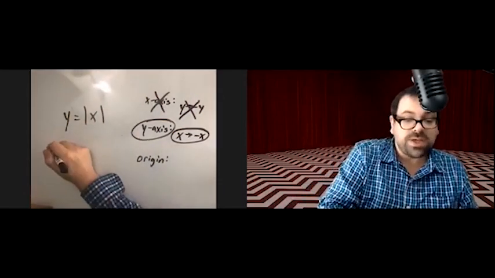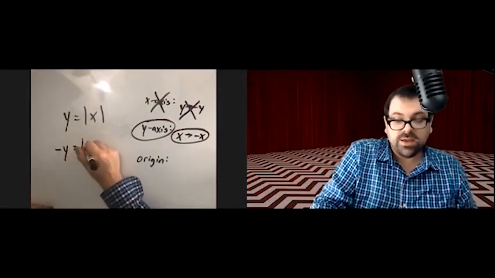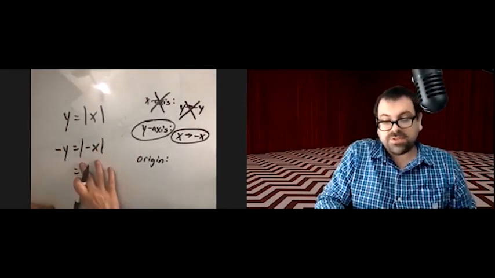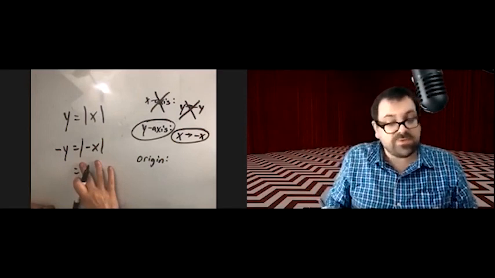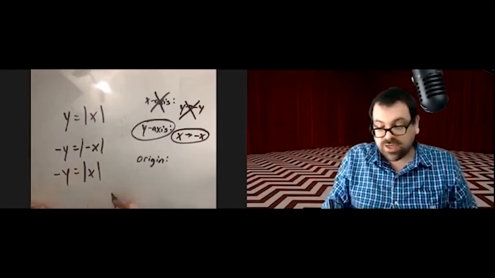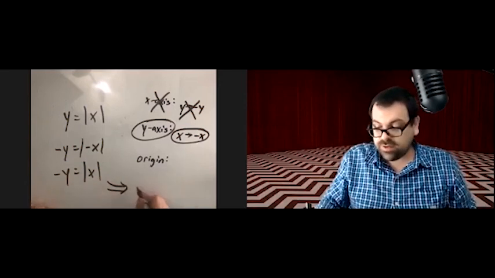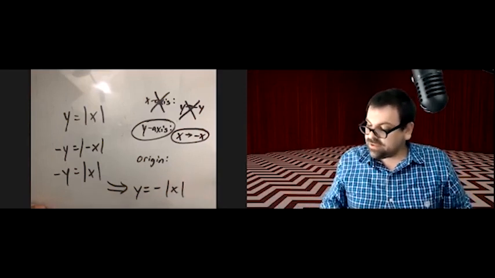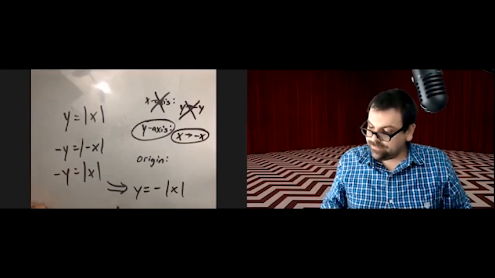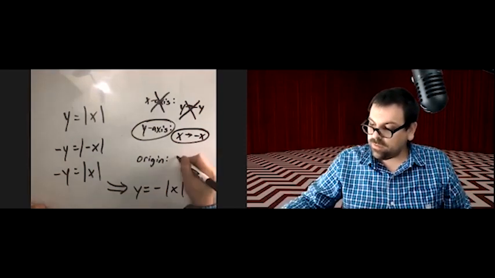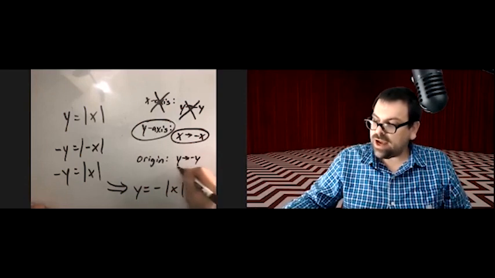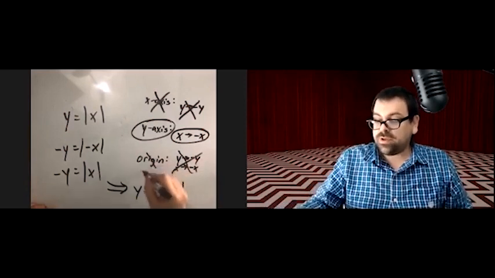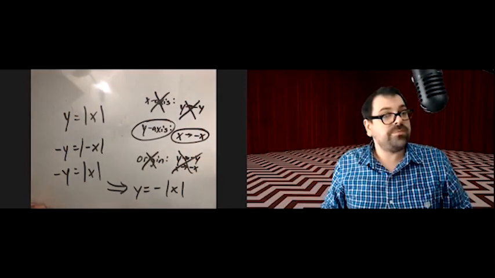We replace both y with negative y and x with negative x. We know the absolute value of the negative is the same as the absolute value of the positive. And just like we solved last time, y would equal the opposite of the absolute value. It is not the same when we replace both y with negative y and x with negative x. Not the same, no origin symmetry.